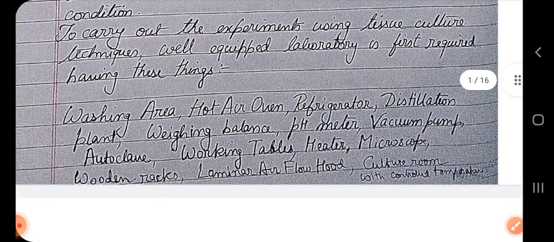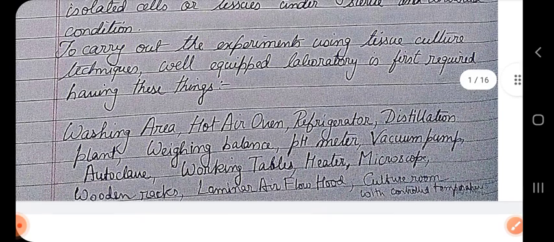Then we require an autoclave as well, because obviously we need a sterile environment. For this we need to autoclave. For autoclaving, we normally maintain 15 lb pressure, and the temperature should be maintained at 121 degrees Celsius, I hope so.